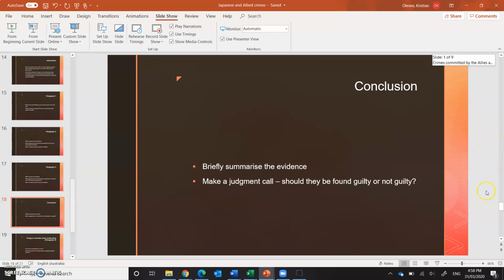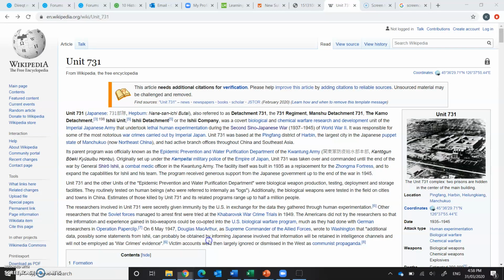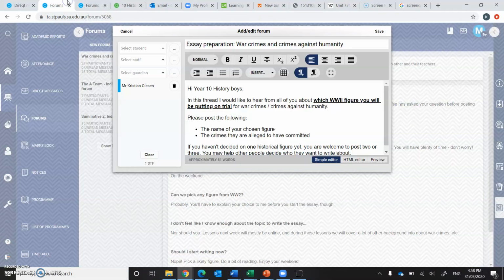Now, very last thing, you're going to have a few questions and you're going to be unsure about what you should be doing to start off with. For any questions, there will be a forum posted that will look like this: War Crimes and Crimes Against Humanity. Follow the instructions and we'll work out exactly who you're going to pick.